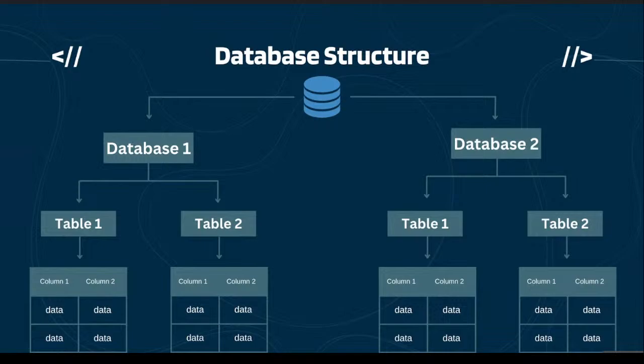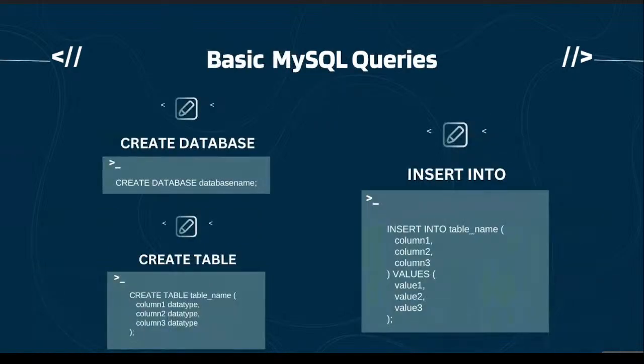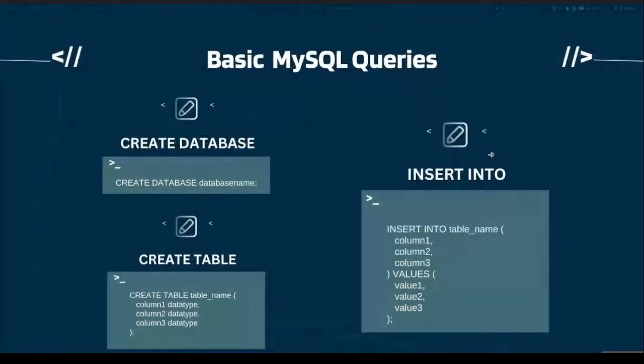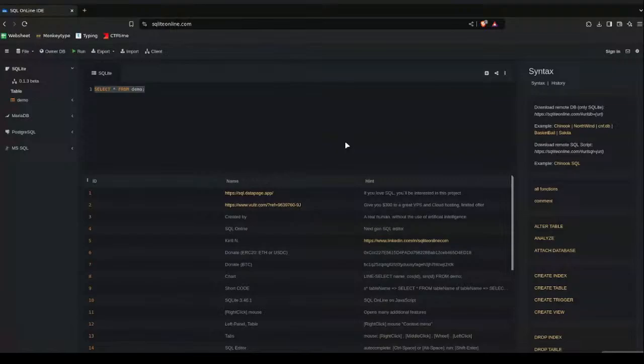So moving ahead, we have structures and basic MySQL queries. So let's start by creating a normal database. So how will you start it? Create a database. You can pull up SQLite online, or if you have a MySQL server running locally, you can just use that. You can just go here and type create database, whatever name you want.